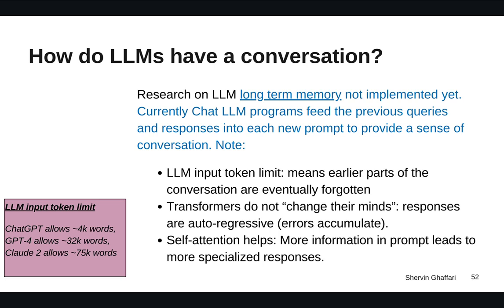And also transformers don't change their mind. If they make a wrong prediction in the initial phase, this can accumulate through multiple layers and lead to unexpected or unfavorable response quality. And self-attention in this scenario helps. More information in the prompt leads to more specialized responses, as this reduces their reliance on previous history, and they reason based on the current context and current question.